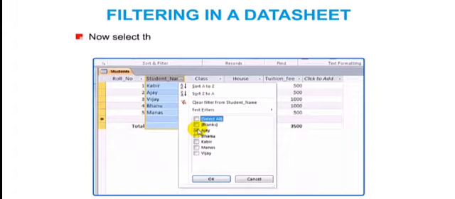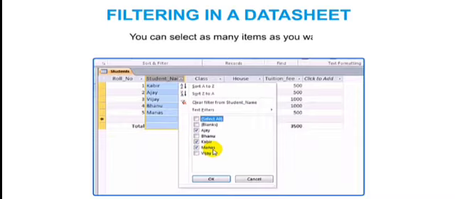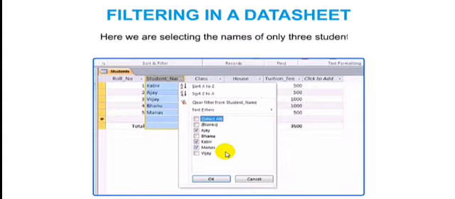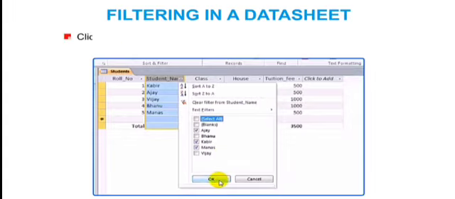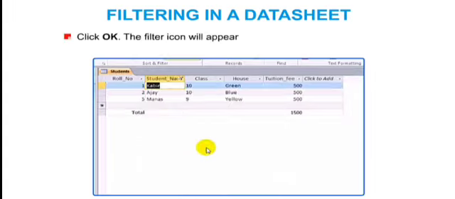Now select the items that you want to display in your datasheet. You can select as many items as you want. Here we are selecting the names of only 3 students. Click OK. The filter icon will appear at the right of the column header.